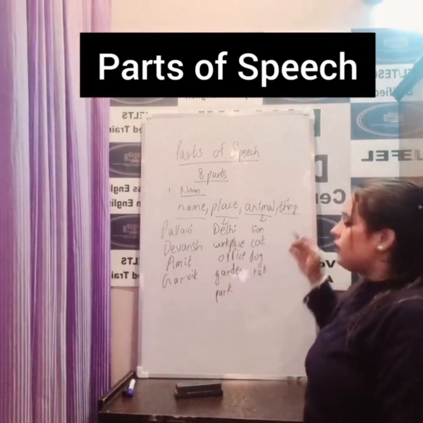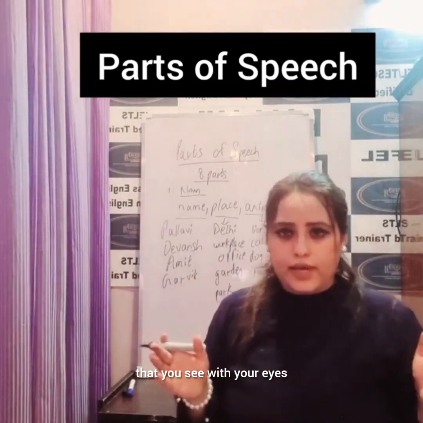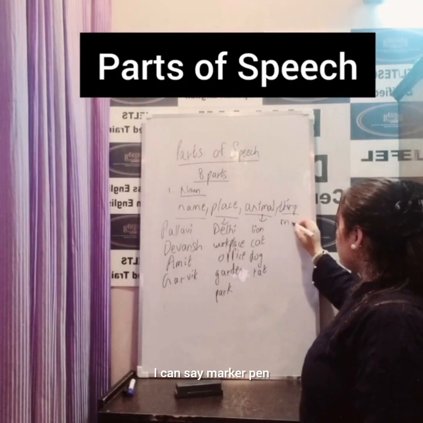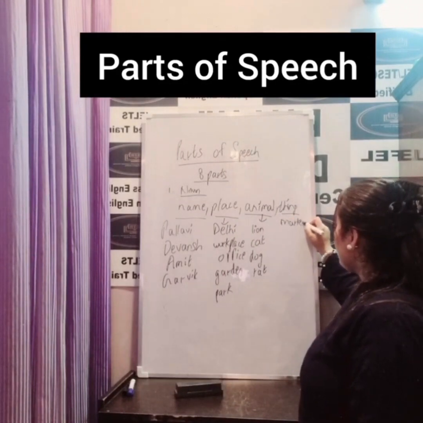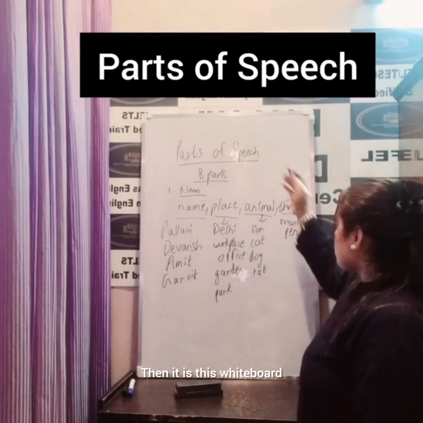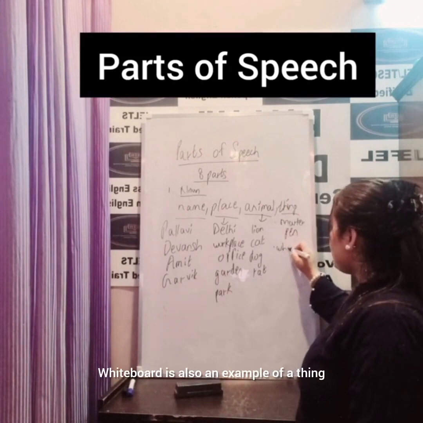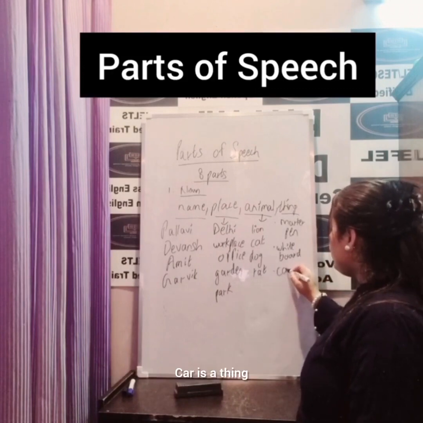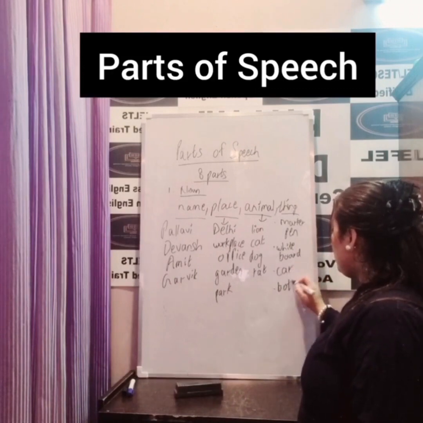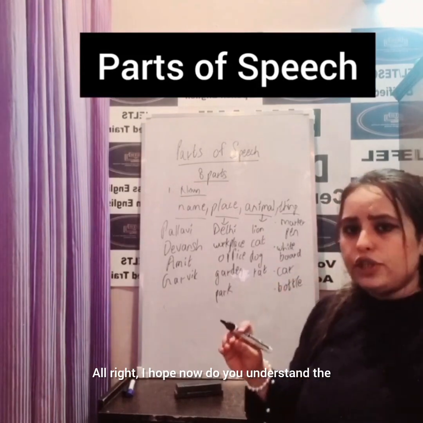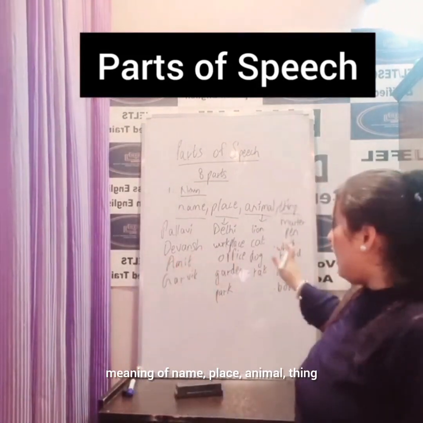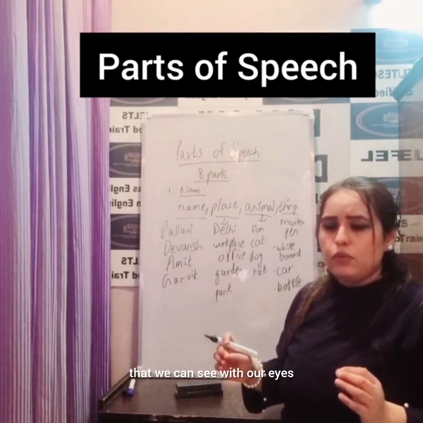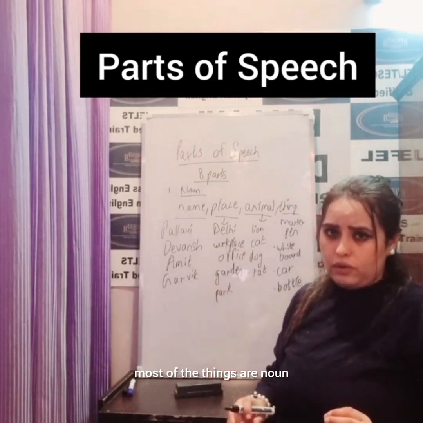Next it is thing. Thing can be anything that you see with your eyes. Like number 1, this marker. I can say marker pen. Then this whiteboard. Whiteboard is also an example of a thing. What else can be an example of a thing? Car. Car is a thing. Then bottle. Alright, I hope now you understand the meaning of name, place, animal, thing. So most of the things that we can see with our eyes are nouns.